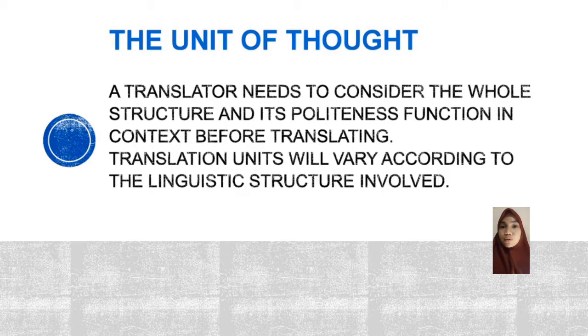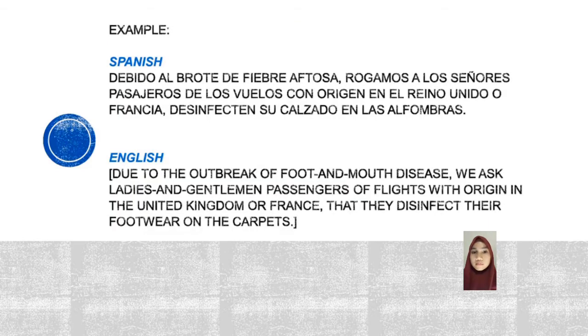Okay, and the third is the unit of thought. Actually, a translator needs to consider the whole structure and its politeness function in context before translating. So, the translation units will vary according to the linguistic structure involved. You can see the example after this. Above is the example of the unit of thought from Spanish to English. This example is taken from the book titled Translation: An Advanced Resource Book by Basil Hatim and Jeremy Munday. If you want to know more, you can read the book.